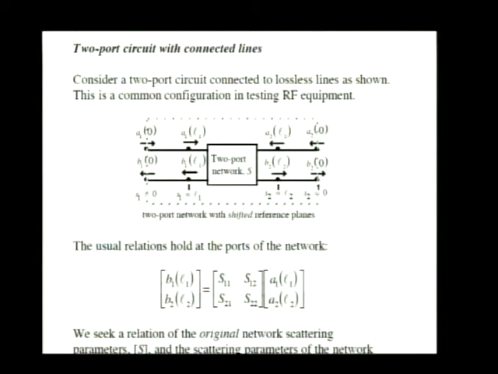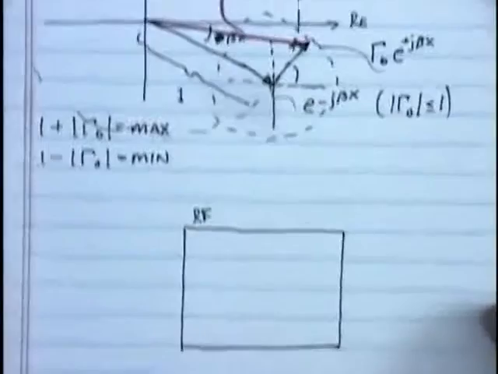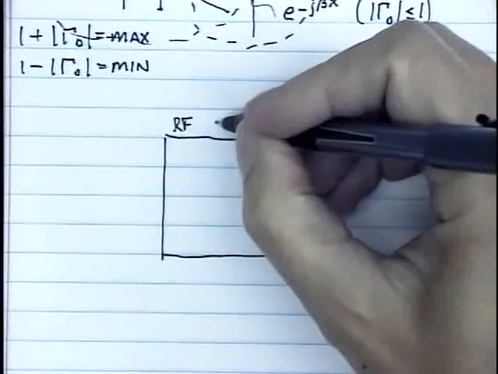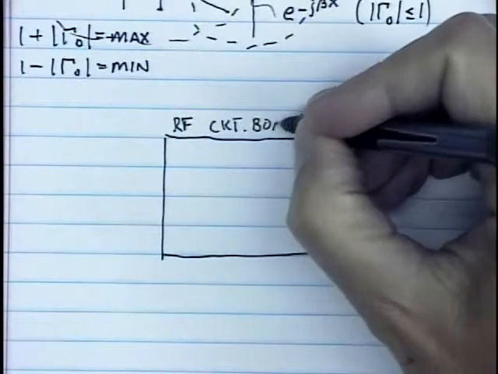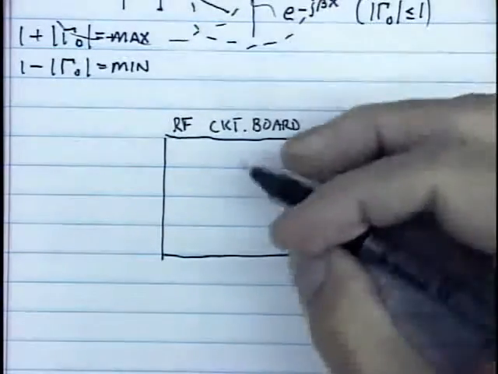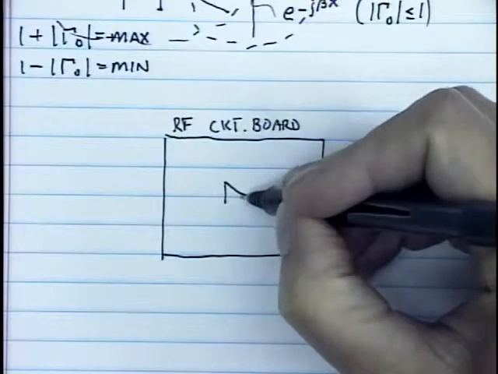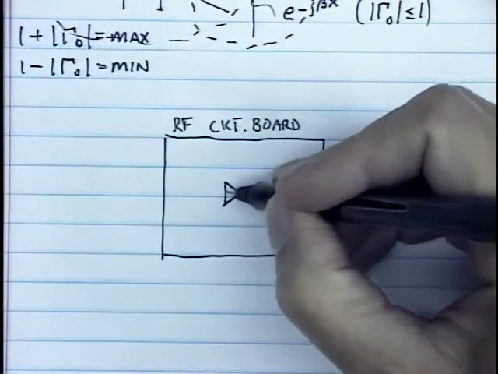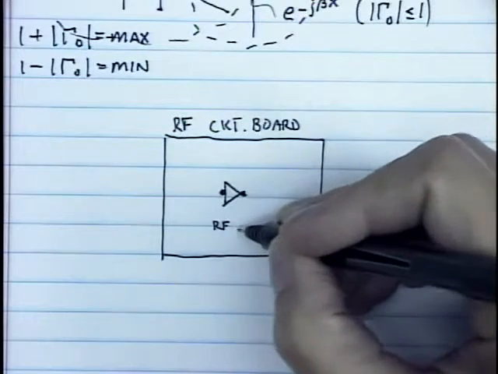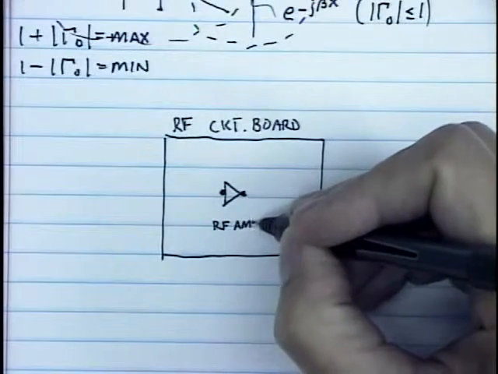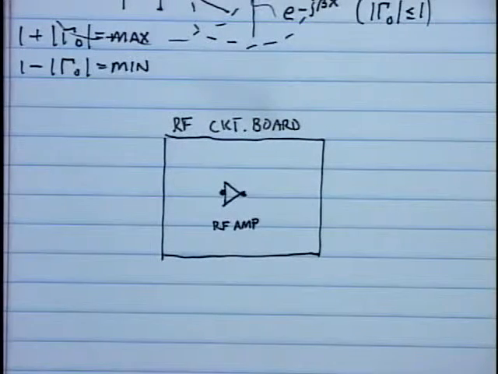Let's say that we have an RF circuit board, and somewhere on that RF circuit board is, appropriately enough for our class, an RF amplifier, and we wanted to measure the scattering parameters of the RF amplifier.